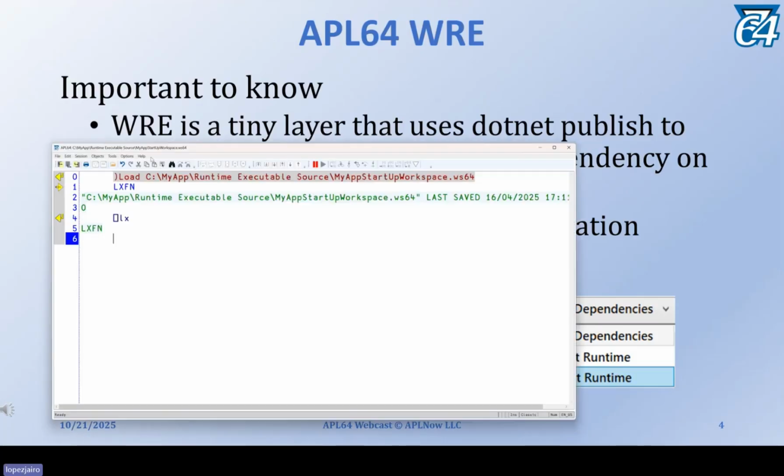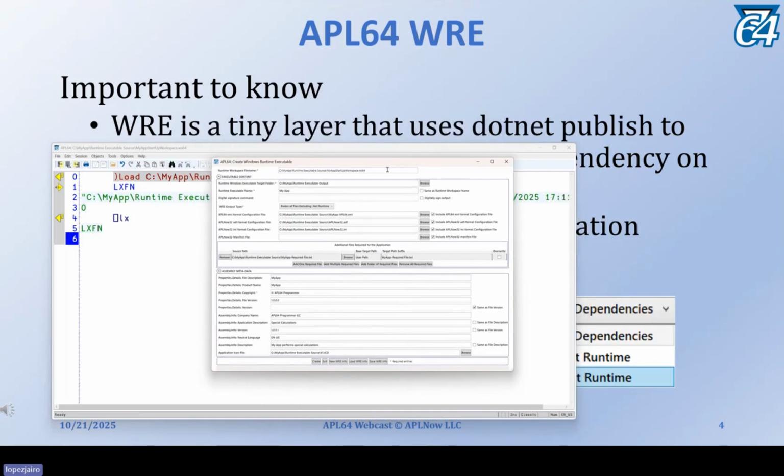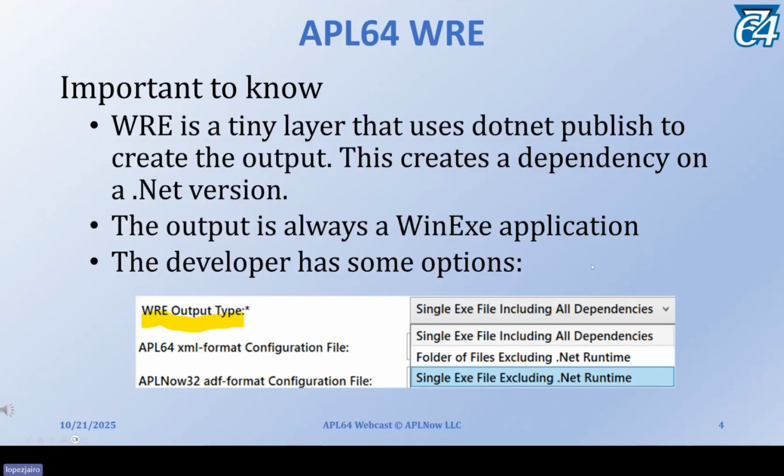Going back to the workspace. So basically, when you go to create the Windows Runtime Executable options, the options we're talking about is this one here. Single exe file including all dependencies, folder of files excluding the .NET runtime, or a single exe file excluding the .NET runtime. So that is what this option here is about.